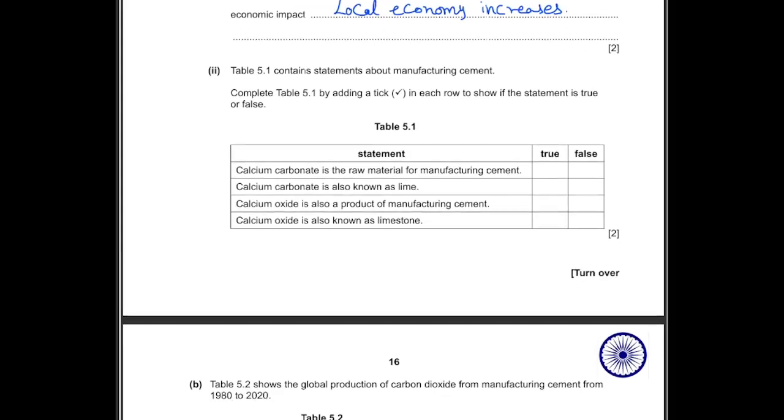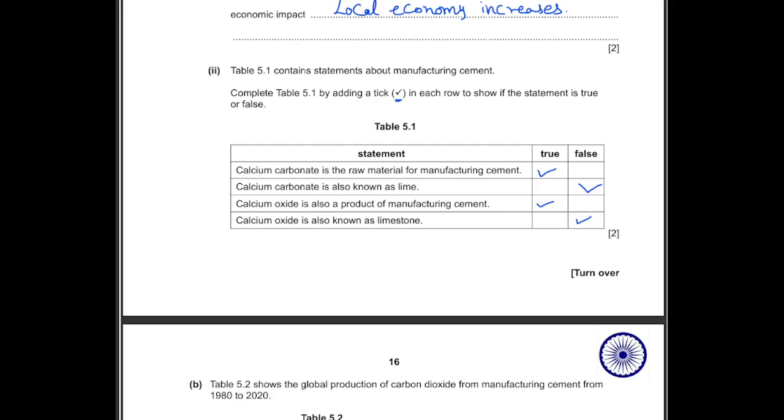Next one, 5.1 contains statements about manufacturing cement. So here we have a table. Complete table 5.1 by putting a tick mark in each row to show if the statement is true or false. Now, calcium carbonate is the raw material for manufacturing of cement. It's true. Calcium carbonate is also known as lime. So you can put a tick mark here. There is no cross mark. Please remember, just put a tick mark. Calcium oxide is also a product of manufacturing cement. Yes, and calcium oxide is also known as limestone. It's false.